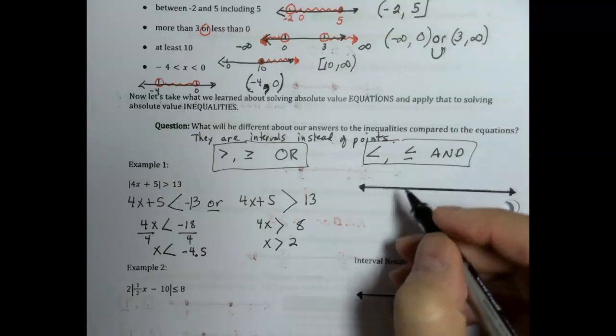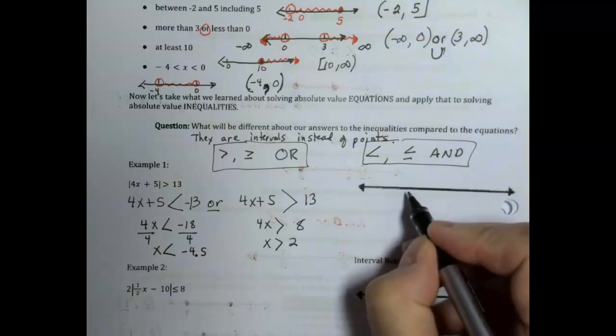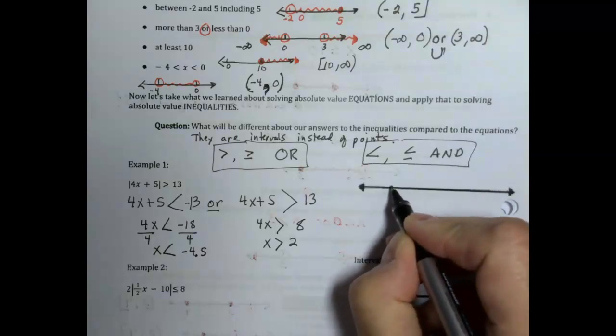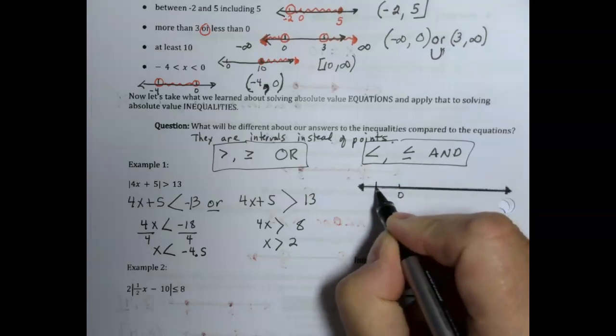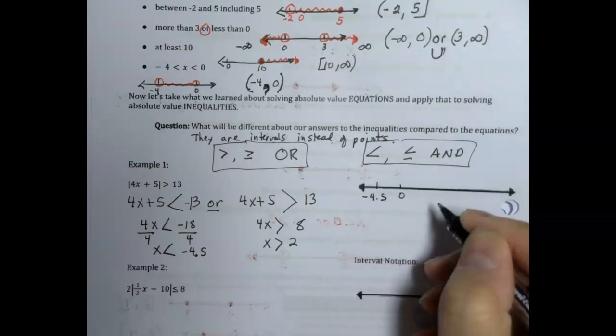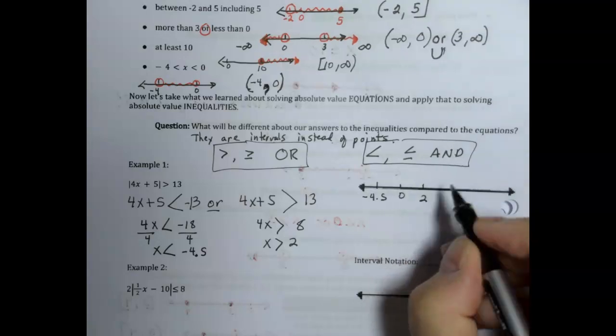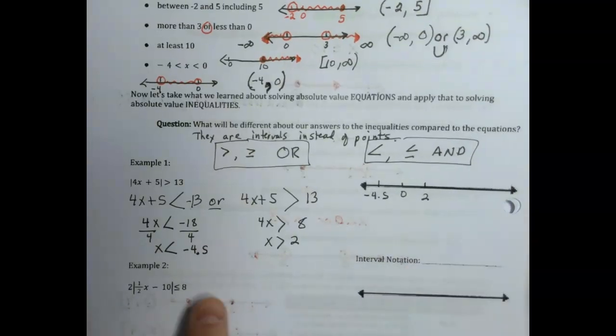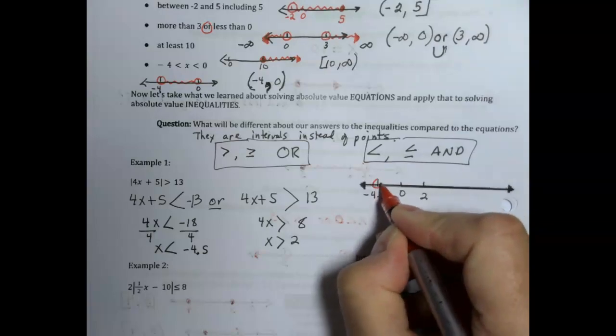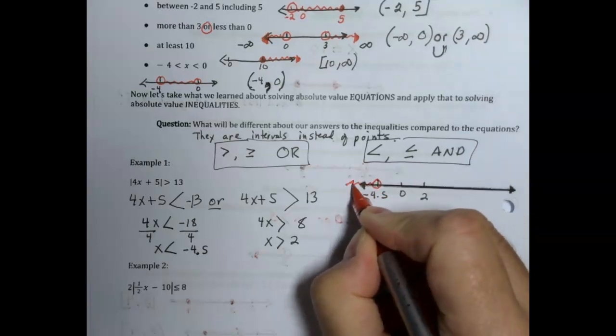Okay, so let's graph it this time. We have negative 4.5 and 2. Okay, so it was less than negative 4.5, so it's going to be here, and we're going this way. And 2 is going this way.